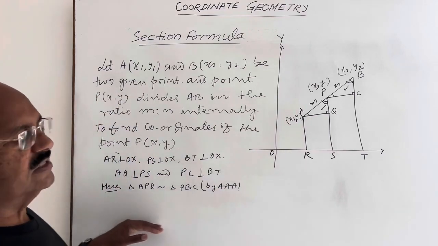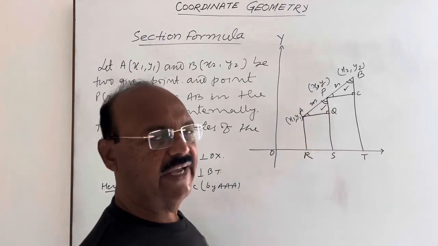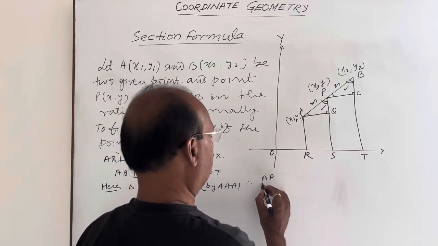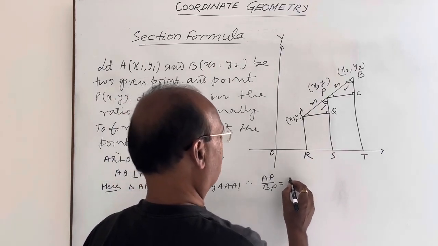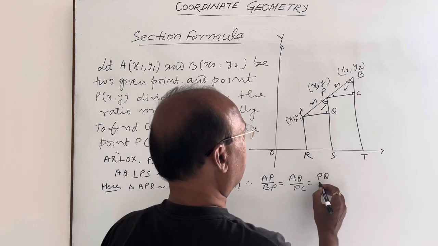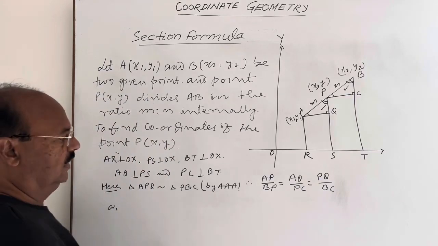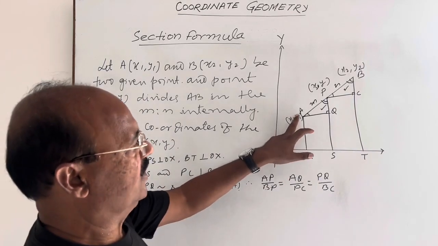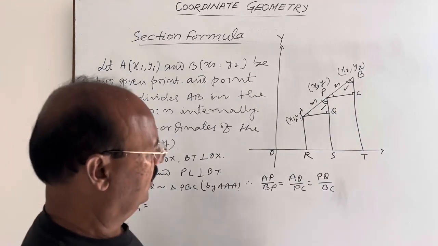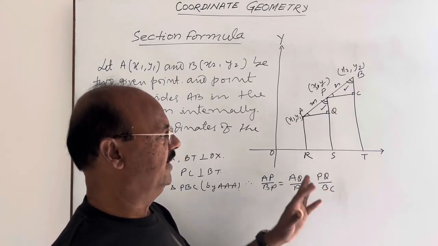So if these two triangles are similar, then we can use the property that ratio of corresponding sides will be equal. So therefore we can write AP upon BP is equal to AQ upon PC is equal to PQ upon BC. Correct? Or AP upon BP can be written as M by N. This is M by N. Now let us find expressions for AQ, PC, PQ and BC.